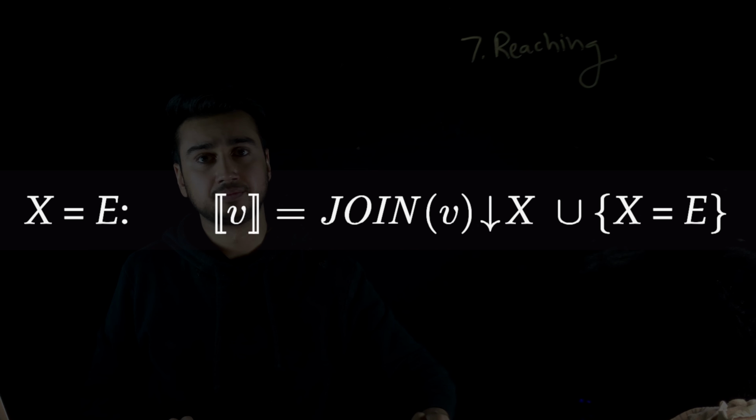Our constraint rule for assignments will be as follows. V equals join of v, down arrow x, union together with the value x equals e. And so the down arrow x means removing all the assignments to the variable x.